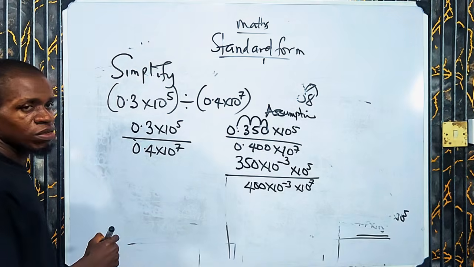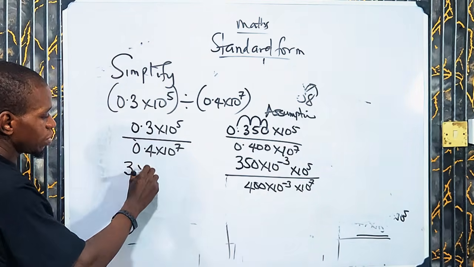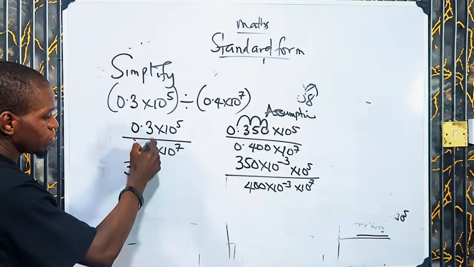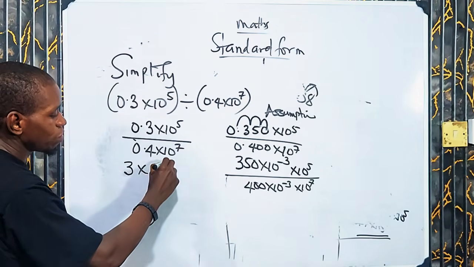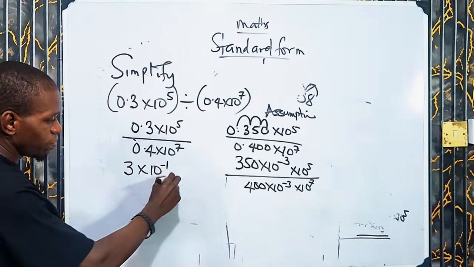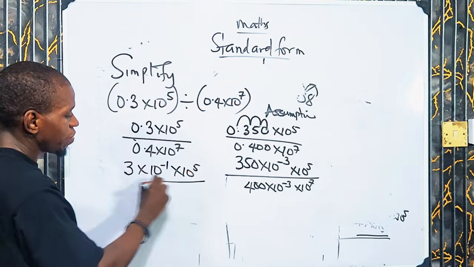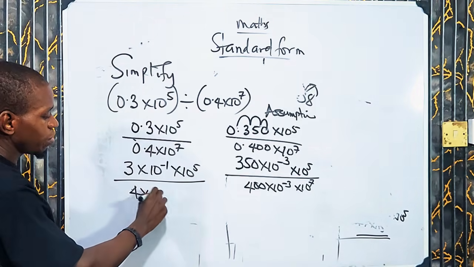Let's apply it here. What am I going to do? Move this point to the back. So which is 3 times what? 3 times, you moved it once. It's going to be 10 times 10 to the power what? Minus 1. From front to back is minus. Your n is going to be minus. Times 10 to the power 5 all over. Move it again. It's going to be 4 times 10 to the power what?